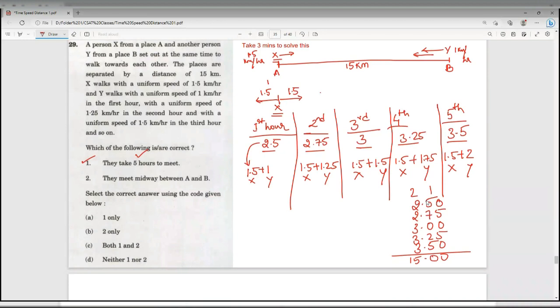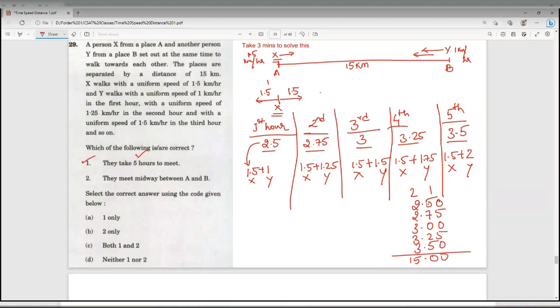And then we have to find out where they meet in this distance. So the answer choice, they are asking whether this is correct or not. They are meeting midway. So the effective speed is 2.5, 2.75.